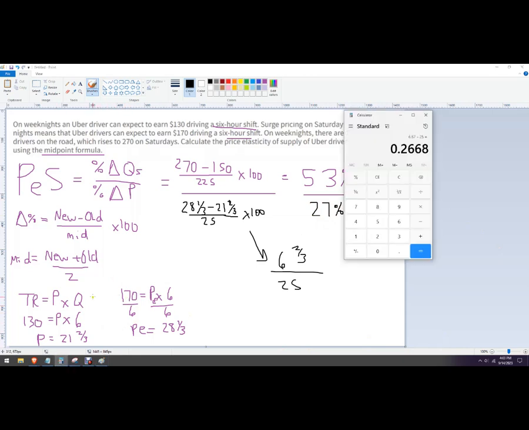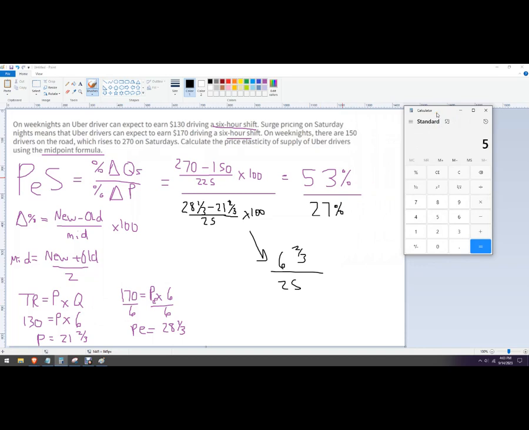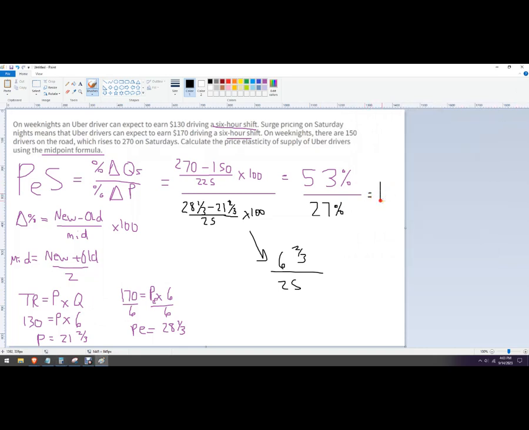Okay, the weird part of this was the total revenue part. Kind of a cool way of writing that. 53 divided by 27, and I get 0.96, and that is the price elasticity of supply.